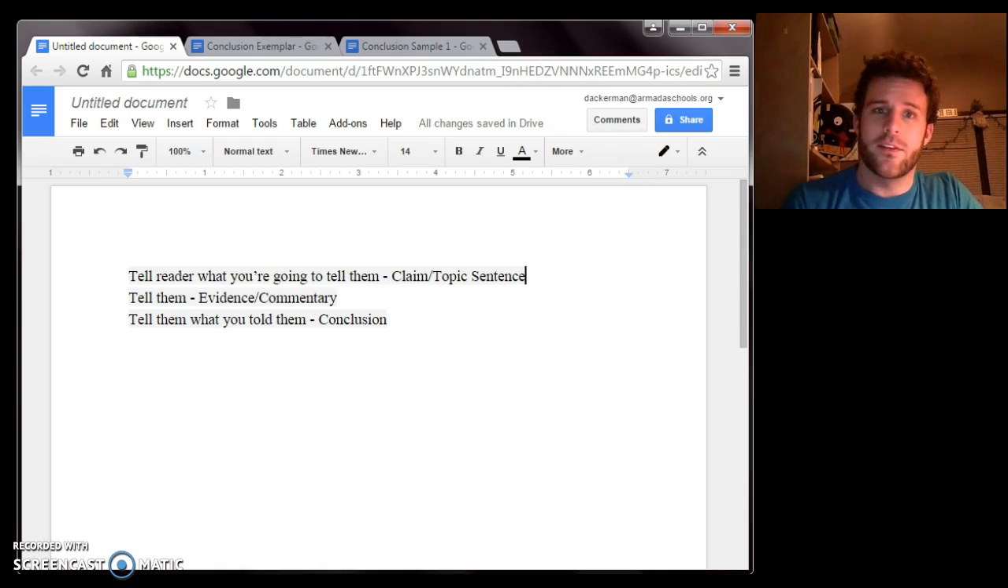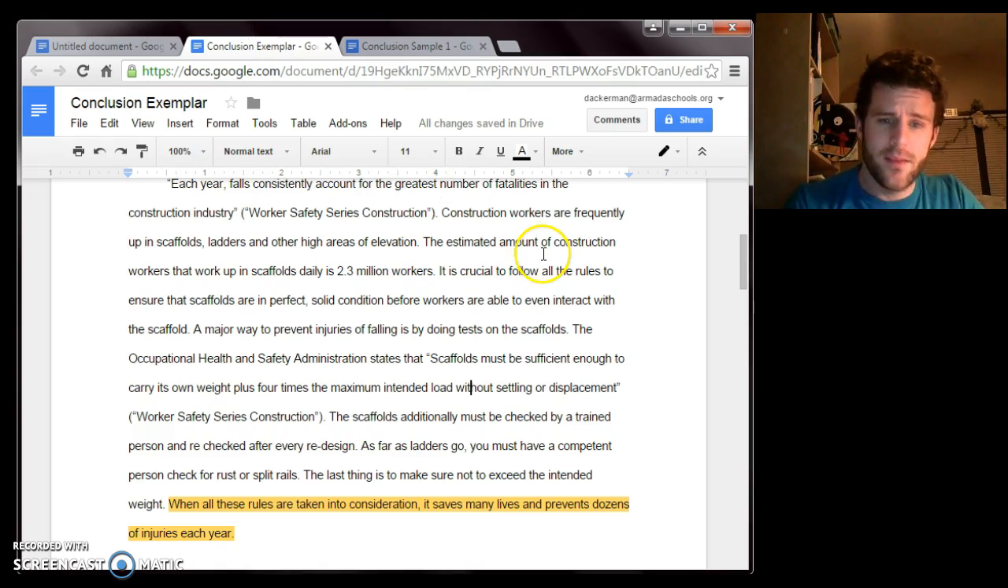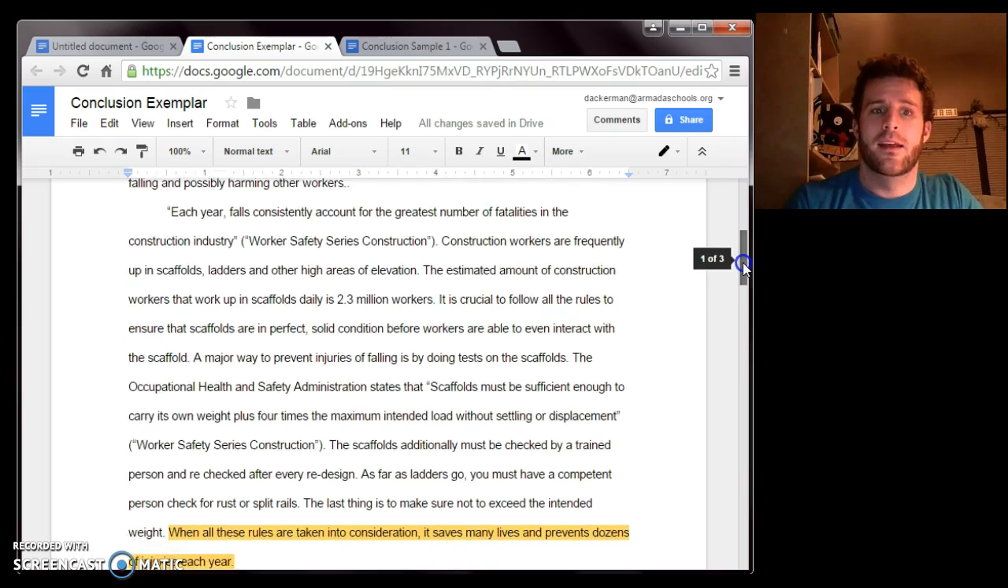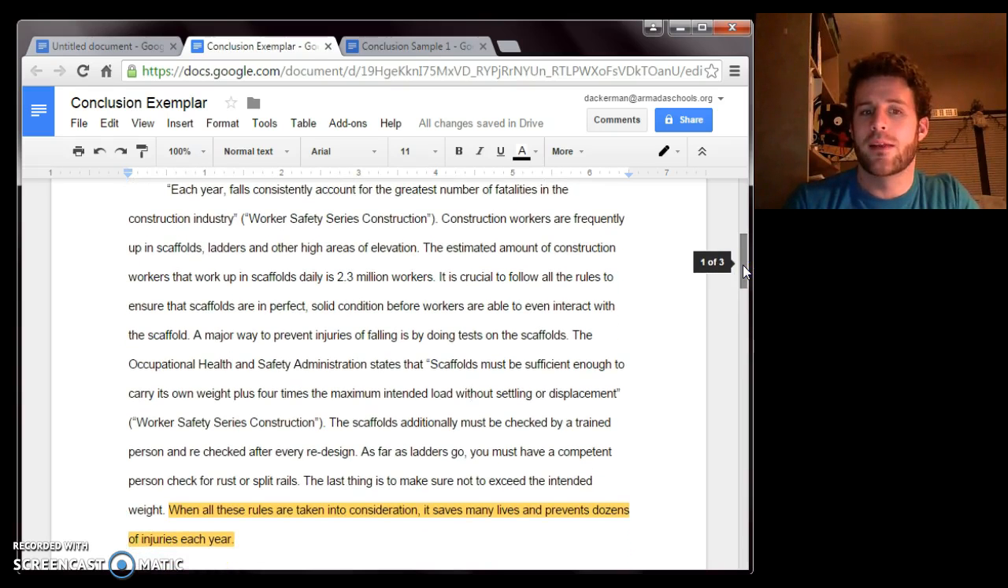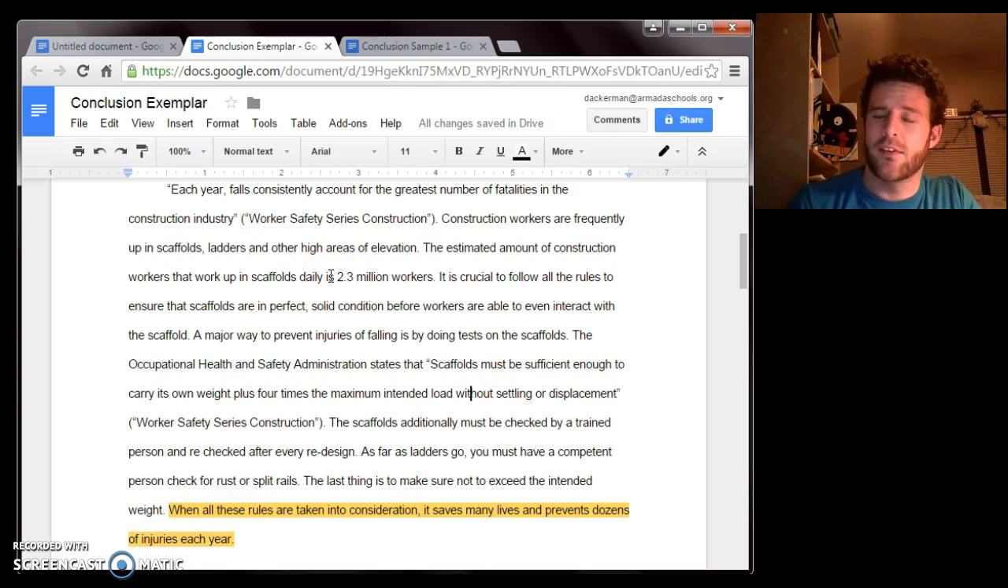Let's take a look at one that's done properly. This is a very good set of conclusion sentences. They're so good that we don't even really need to read the paragraph, although you can if you want to, but we can have a general idea of the type of information that they're going to be talking about in that paragraph. So it says, when all these rules are taken into consideration, it saves many lives and prevents dozens of injuries each year.